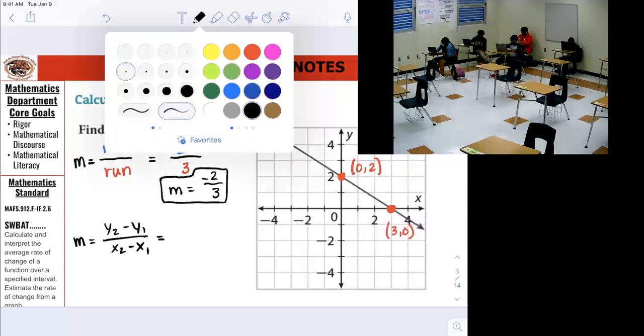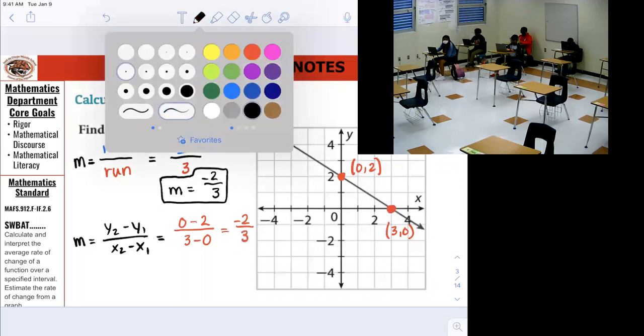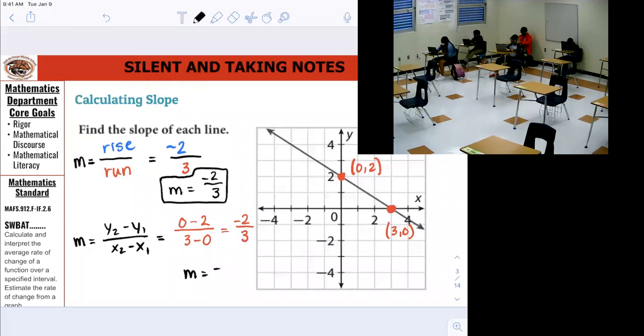0. So I have 0 minus 2 over 3 minus 0. What is 0 minus 2? Negative 2, yeah. And then 3 minus 0? 3. And check it out. I got the same exact answer. M equals negative 2 over 3.